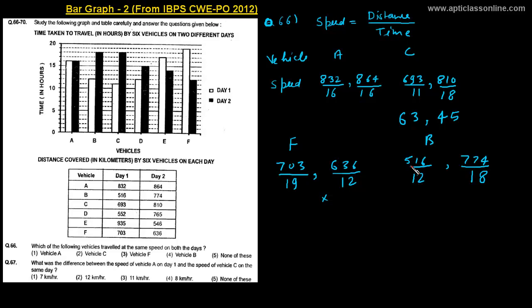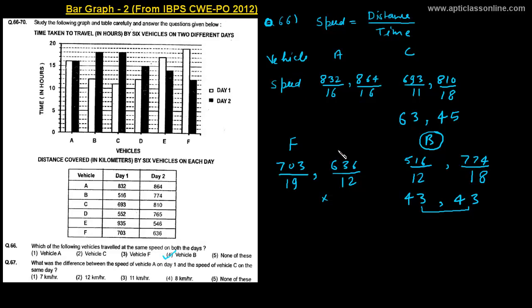So as we see, 516 divided by 12, that is 12 fours are 48, 36, that is 43 kilometers an hour. And for this, it is 774 divided by 18, 18 fours are 72, and 54, 18 threes are 54, that is 43. So in this case the speeds are the same, so it is vehicle B for which the speeds are the same on both days. So option 4 is correct.